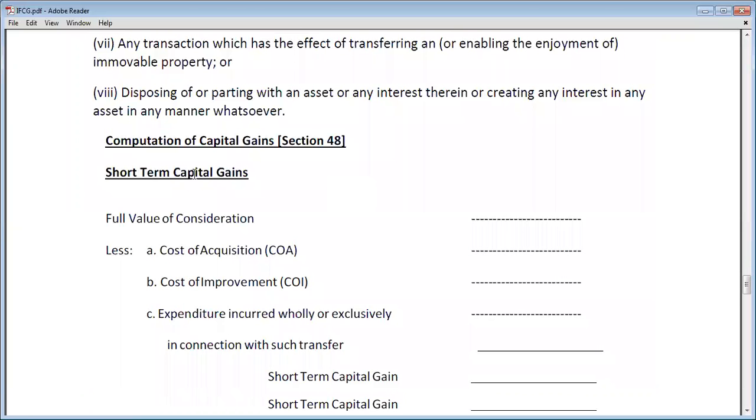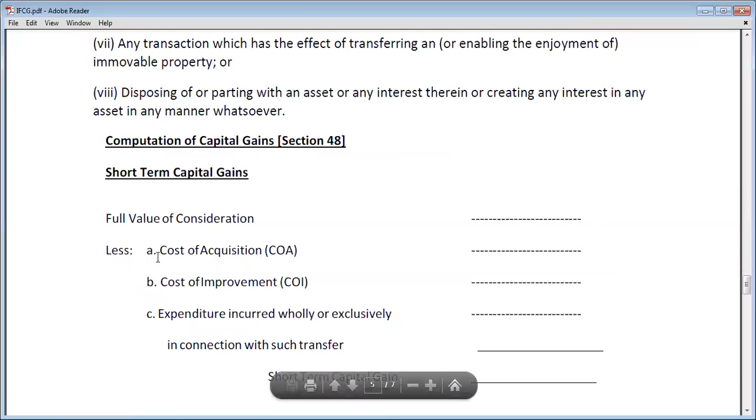So first we will calculate short-term capital gain. For calculation of short-term capital gain, first we will see what the full value of consideration is, that means sale consideration. How much amount you receive by the transfer of that asset. So we will write the amount for which you transferred the asset to another person. Okay, so जिस अमाउंट के लिए आपने अपने एसेट्स को ट्रांसफर किया है, सेल किया है, that is basically sales consideration. We will write here the full value of sales consideration.